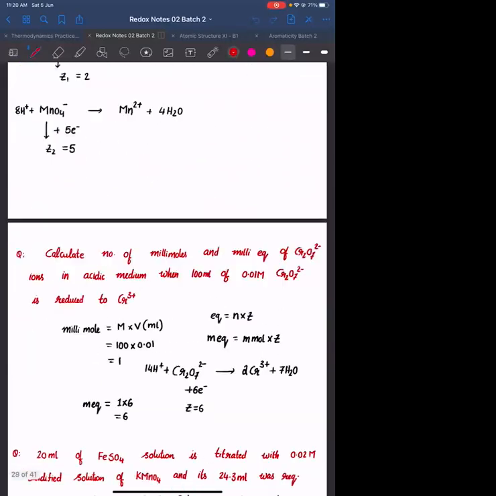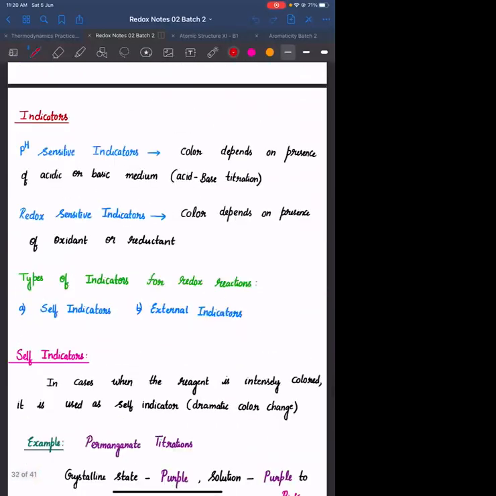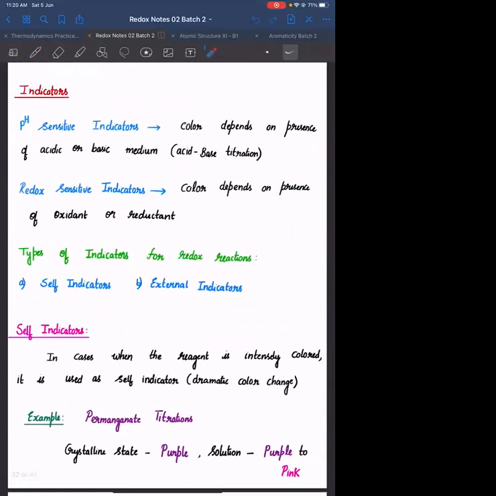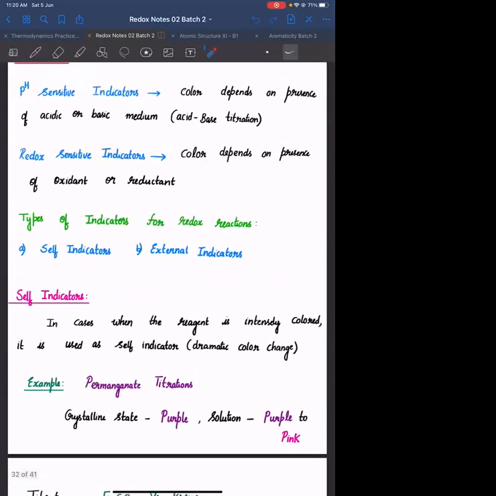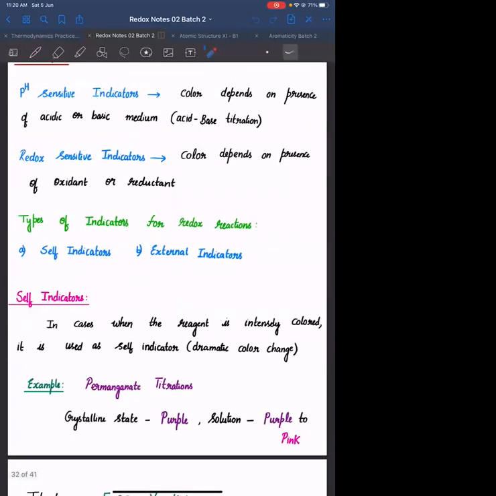So based on the type of titration also, we have different types of indicators. For acid-base titrations, we use pH-sensitive indicators. We will be reading in detail about this in the chapter of ionic equilibrium. For redox reactions, we use redox-sensitive indicators where the color depends upon presence of oxidant or reductant. If you are having an oxidizing agent in the system, along with the indicator you will be having color 1. If you are having reducing agent in the system, along with the indicator you will be having color 2. Agreed?